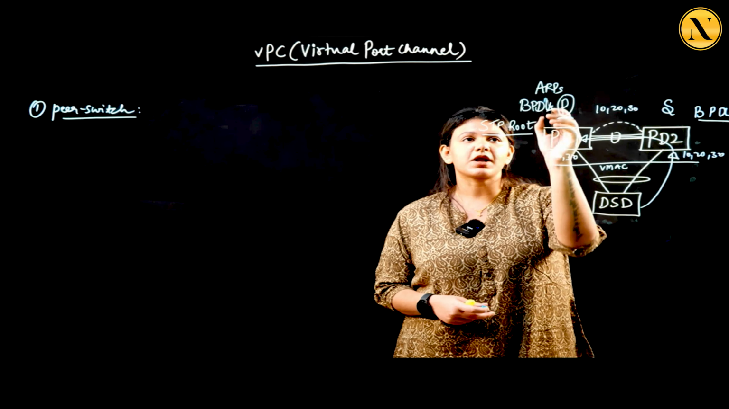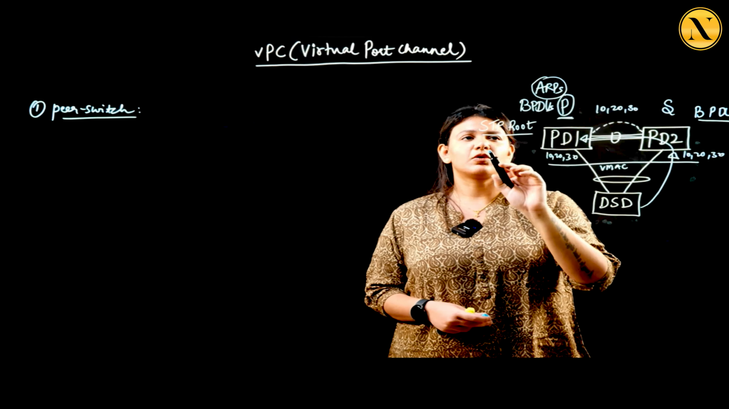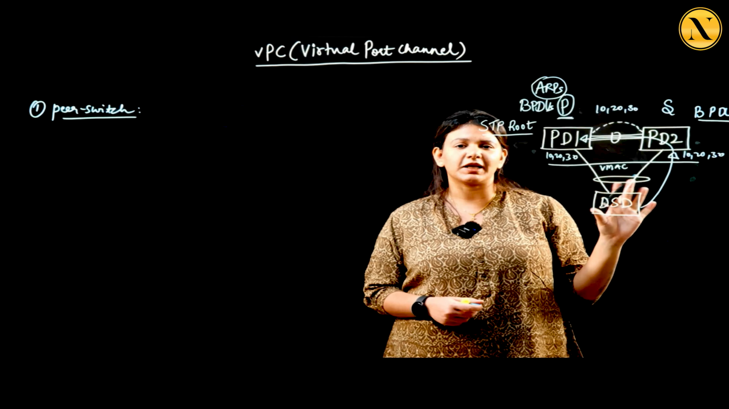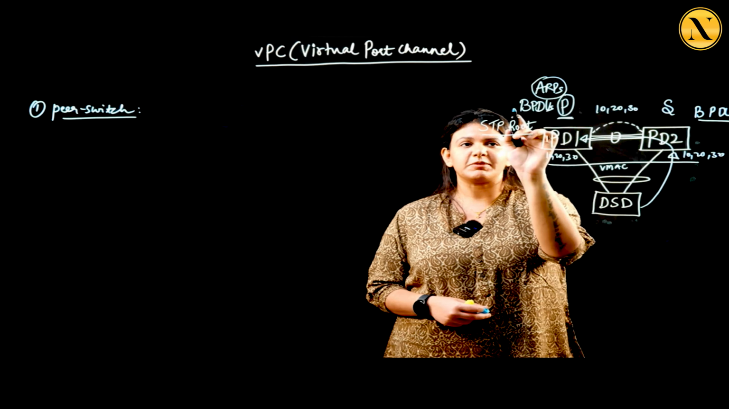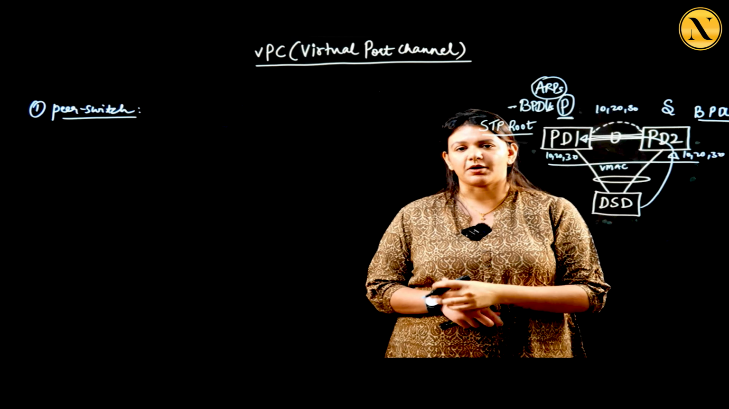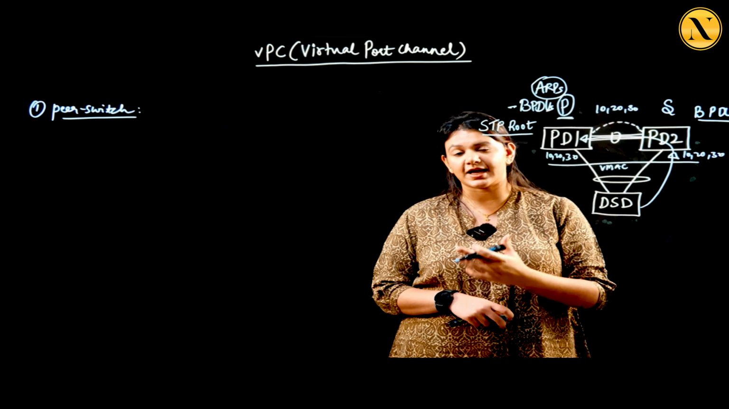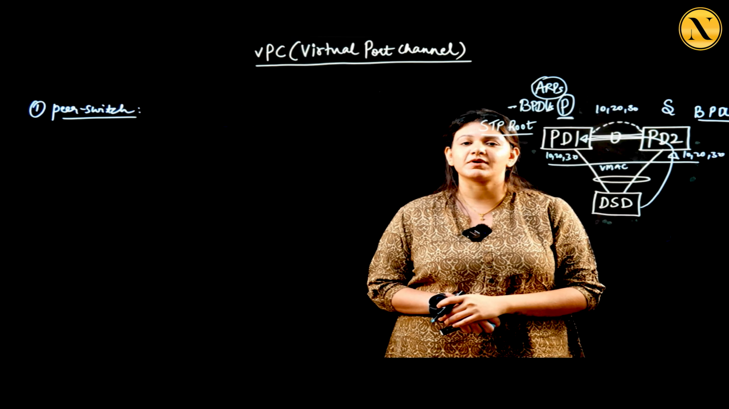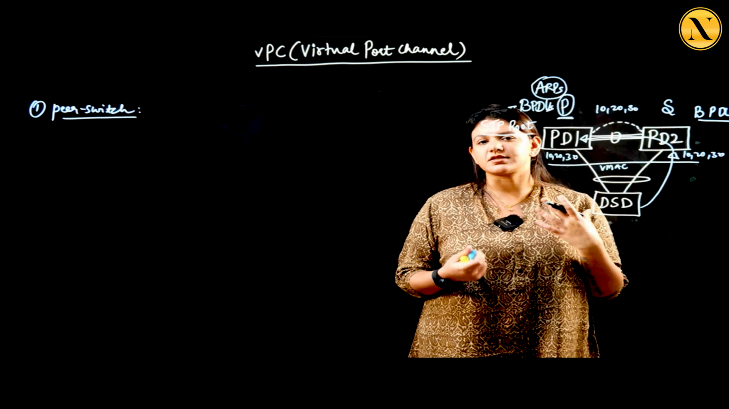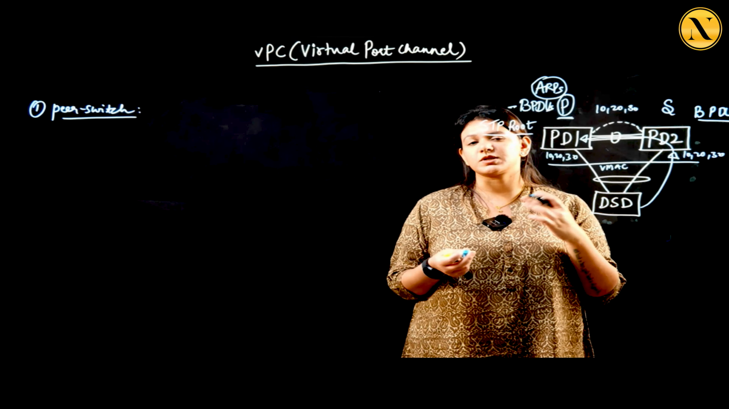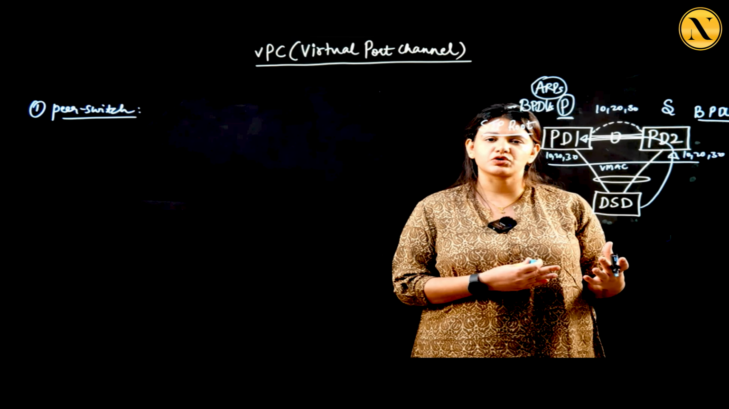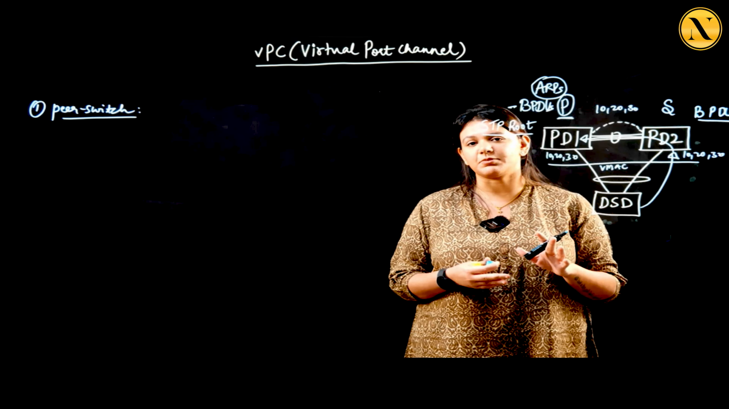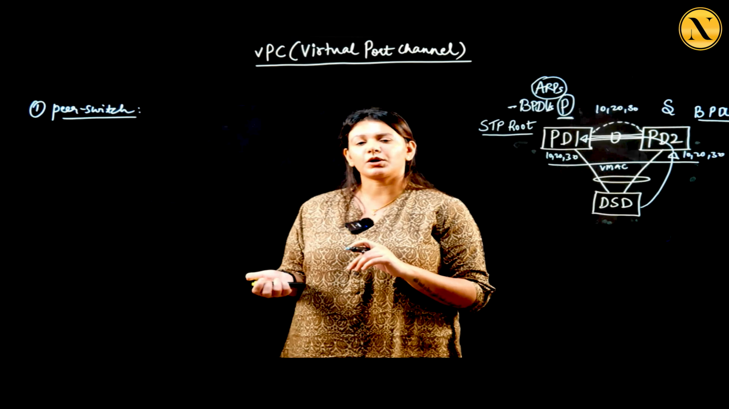But what about ARP? Part of the control plane is taken care of, the BPDU part. What about ARP? ARP is still handled only by the primary device. The main device is still the primary, but with peer switch, the secondary gets a part of the control plane. So this is what peer switch is.